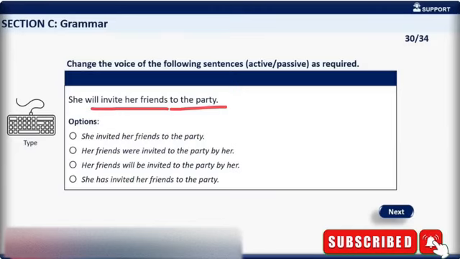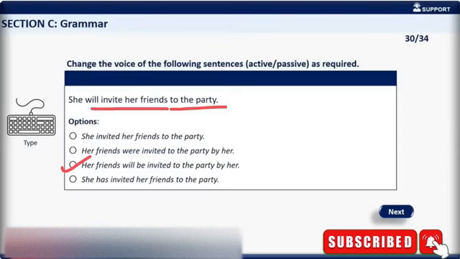Now guys, before we look at the answer to this question, I want all of you to pause the video for a moment and think of the answer before directly jumping onto the solution. This will help you practice in a better way. Now let's see the answer for this question. The answer is: her friends will be invited to the party by her.